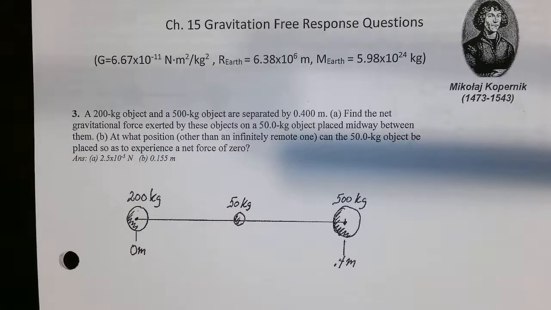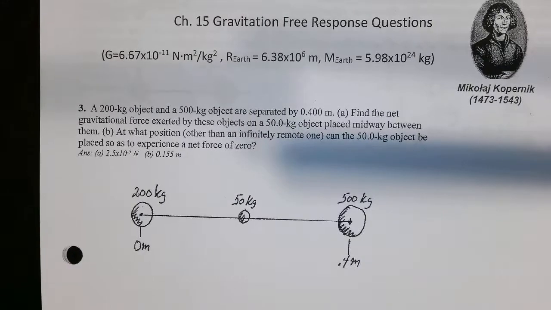We have a 200 kilogram object and a 500 kilogram object separated by 0.4 meters. Part A: find the net gravitational force exerted by these objects on a 50 kilogram object placed midway between them. So let's do part A first.